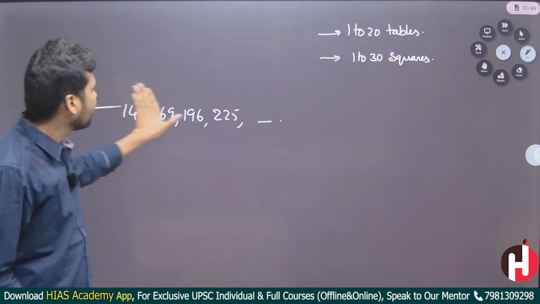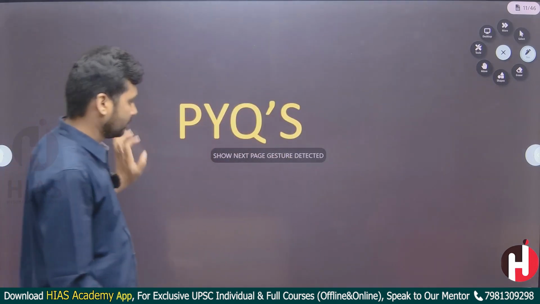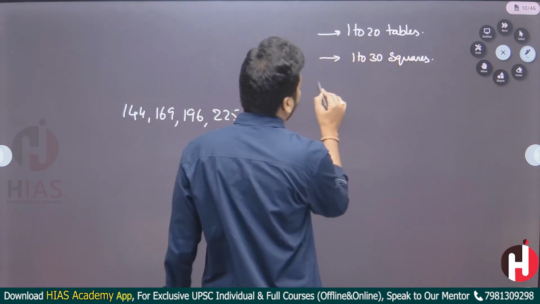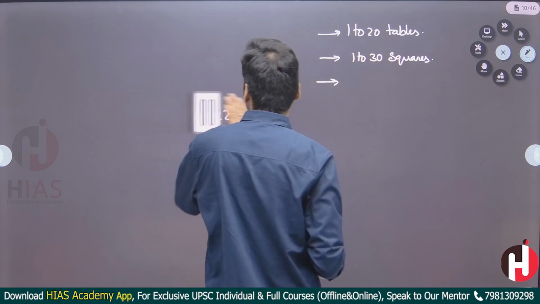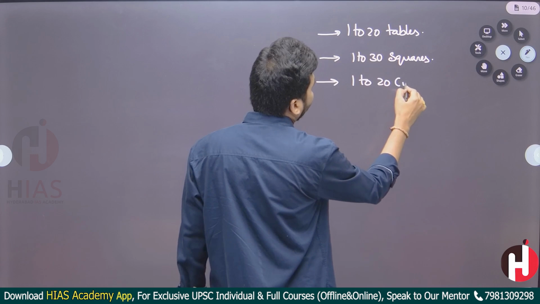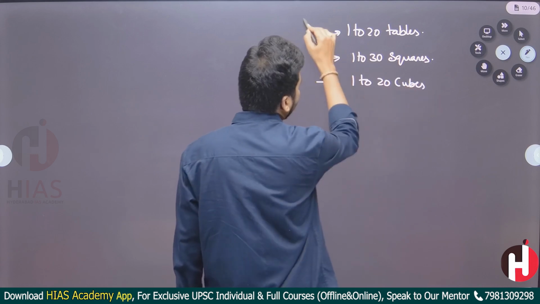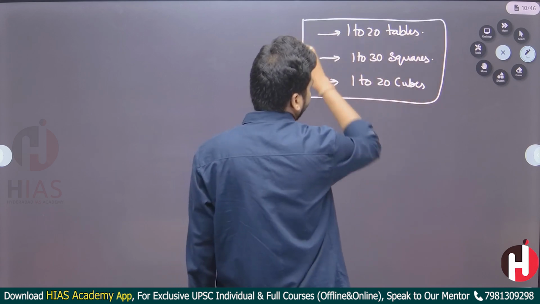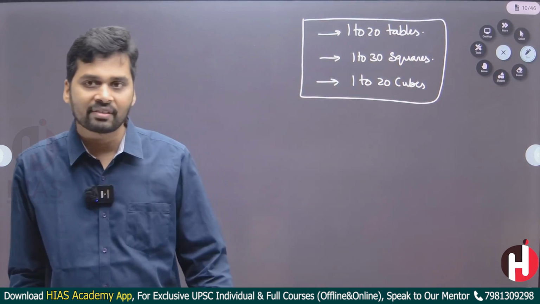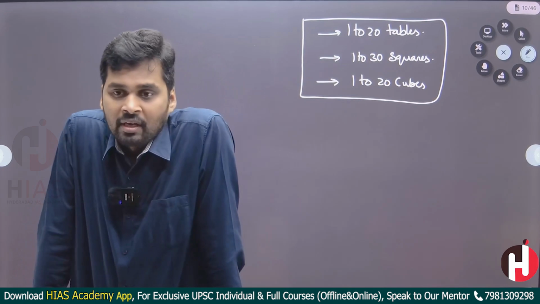So 1 to 30 squares are compulsory for us. 1 to 30 squares. Next, 1 to 20 cubes minimum. These are the minimum requirements: 1 to 20 tables, 1 to 30 squares and 1 to 20 cubes.